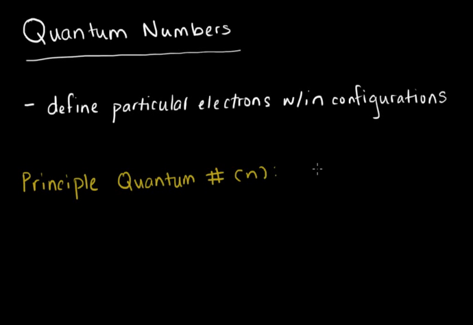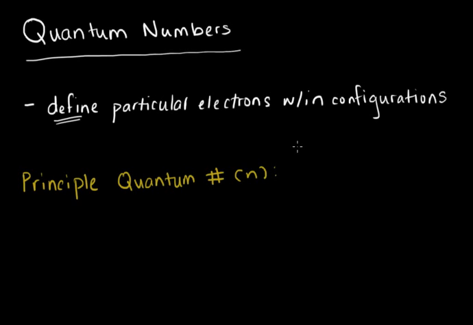Welcome to this presentation on quantum numbers. In quantum numbers, there are a bunch of different kinds, and hopefully we'll look at them all in this video. All quantum numbers are is descriptions of different electrons within electron configurations. And we use quantum numbers to actually define electrons within the electron configurations of particular atoms.